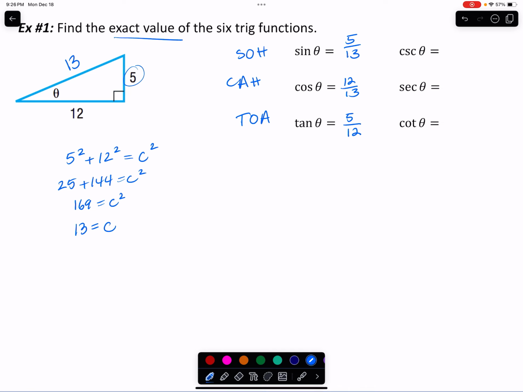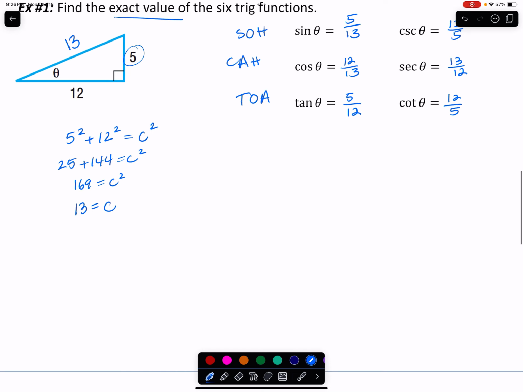Cosecant is the reciprocal of sine. So all you would do is take the reciprocal of the sine ratio. So you would get 13 over 5. Secant is the reciprocal of cosine. So you'd get 13 over 12. And cotangent is the reciprocal of tangent. So you would get 12 over 5. So if you know the 3 trig ratios, finding their reciprocal function ratios is pretty straightforward. Just take some reciprocals.